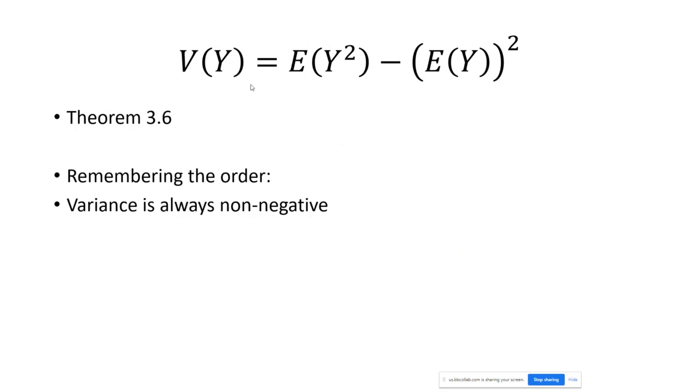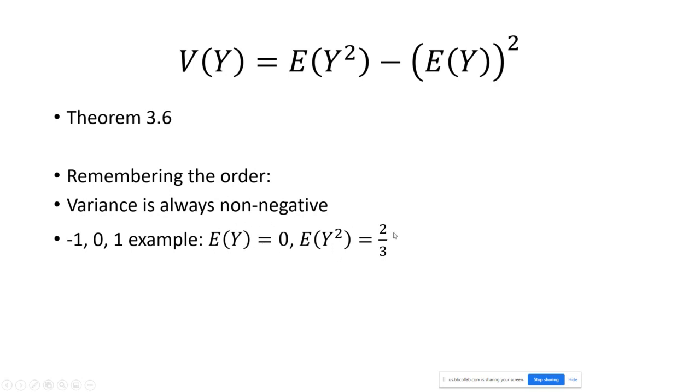If you're like me, you may end up having trouble remembering the order of this subtraction. The way to think about this is to remember that variance is always non-negative. So if you think about an example like our negative 1, 0, 1 example, where we had the expected value of y equal to 0, but the expected value of y squared was positive, then we know we want to do the subtraction in the order positive minus 0, not 0 minus positive.